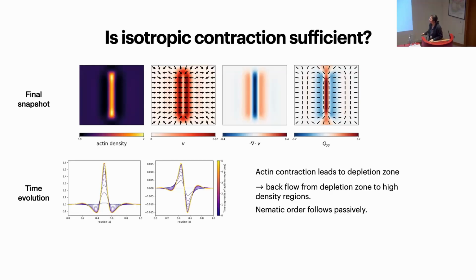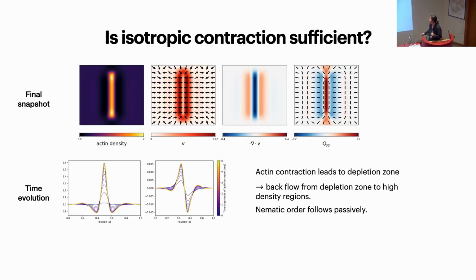And then we do have what we call a depletion zone, where we have a reduced density on either side of the band, which is another thing we observe in experiments. So the way this happens is that the actin contraction in the band leads to this depletion zone because it's sort of attracting all the neighboring actins, which means you have a region of lower density in the depletion zone and then a region of higher density in the rest of the cortex, which means the cortex is then going to attract more actin from here because there's more density, because the contraction is proportional to the density of actin.